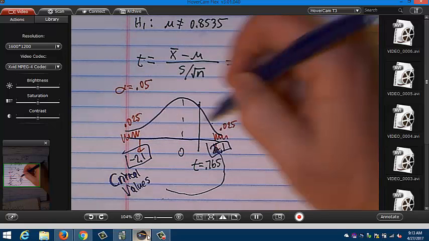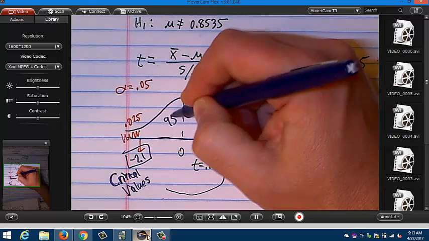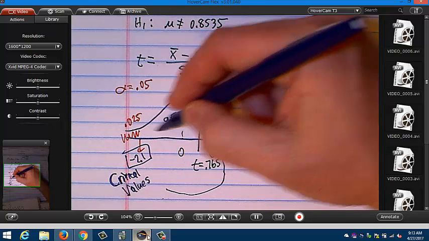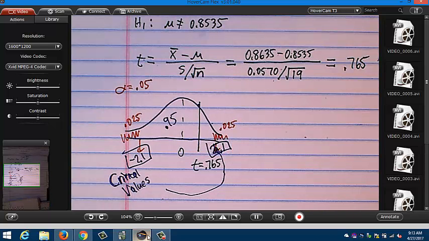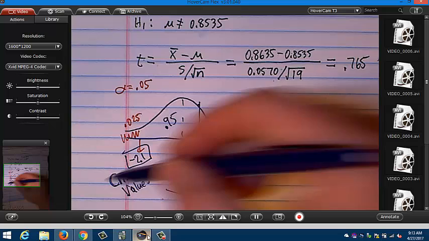How much would this be? This would be 95%. Sarah, was that what you were asking me, what goes in the middle? No. Oh, you were asking me, is there a 0 here? Yes, there is. Okay. So we have that. Those are the critical values.